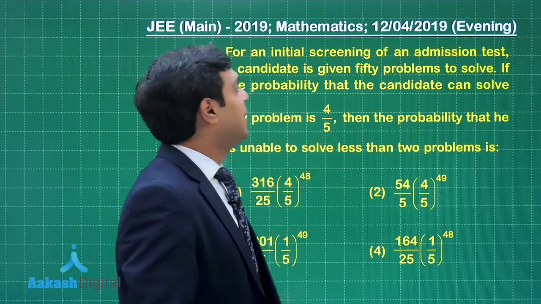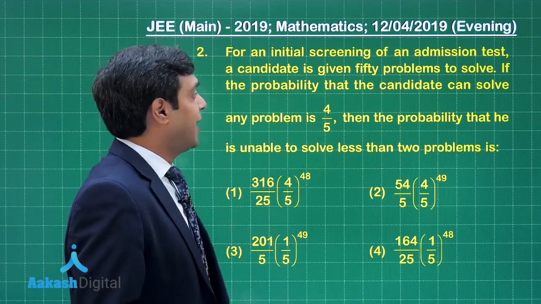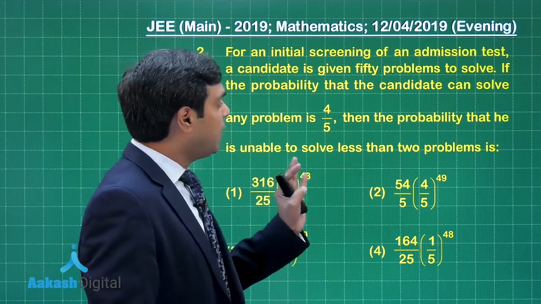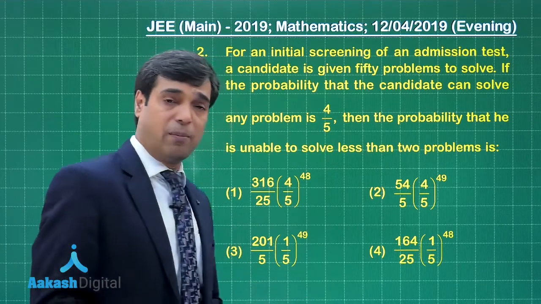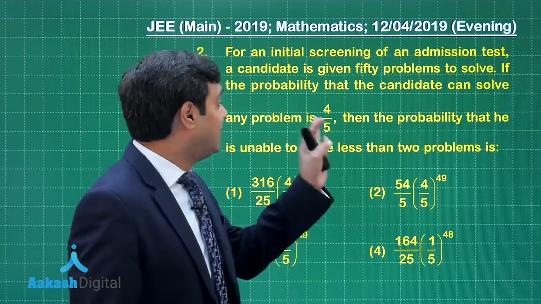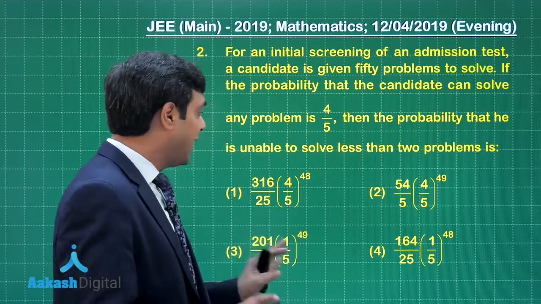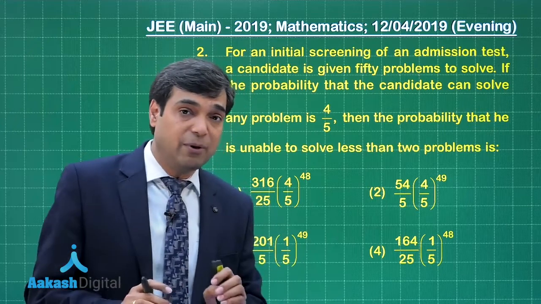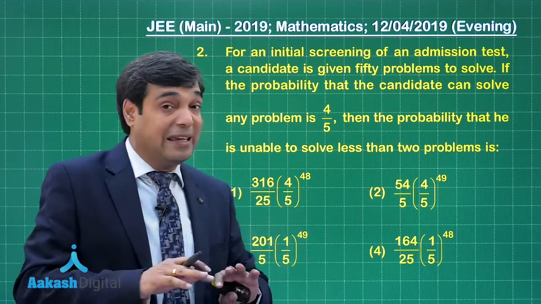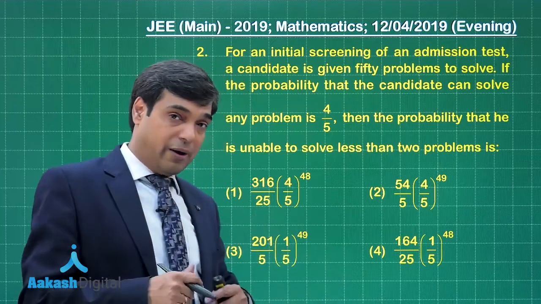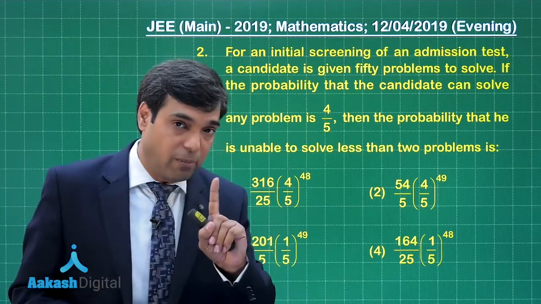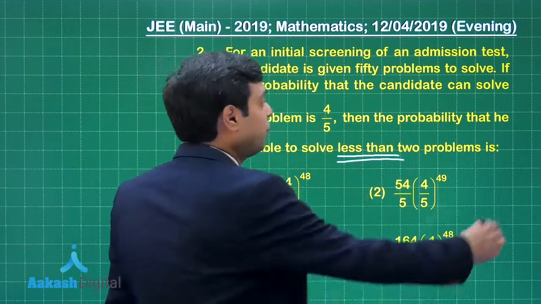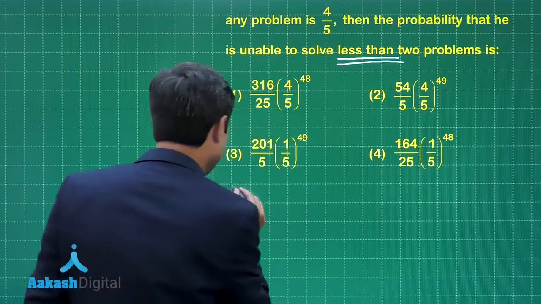For an initial screening of an admission test, a candidate is given 50 problems to solve. If the probability that the candidate can solve any problem is 4/5, then find the probability that he is unable to solve less than 2 problems, meaning he is unable to solve either 0 problems, meaning he solved every problem, or he is unable to solve 1 problem, because the question says less than 2. This is clear.